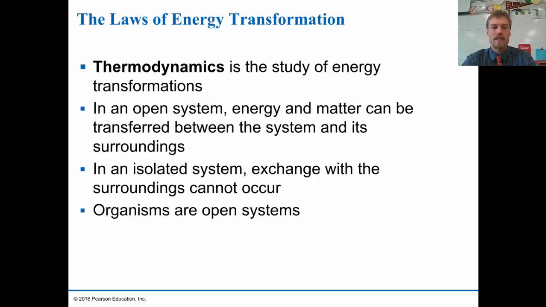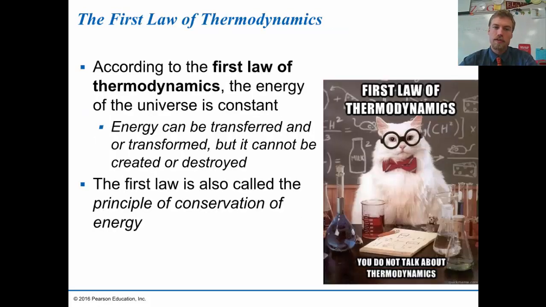Now, in an open system, energy and matter can be transferred between the system and its surroundings. So in an open system, basically like regular life, you can transfer that energy and also matter between the system, or in the case of biology, between the organism and its surroundings. In an isolated or closed system, exchange with the surroundings cannot occur, and obviously organisms or living things are going to be open systems, so we're going to need to follow those principles.